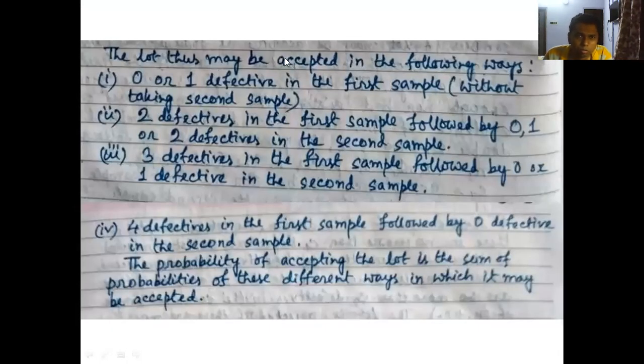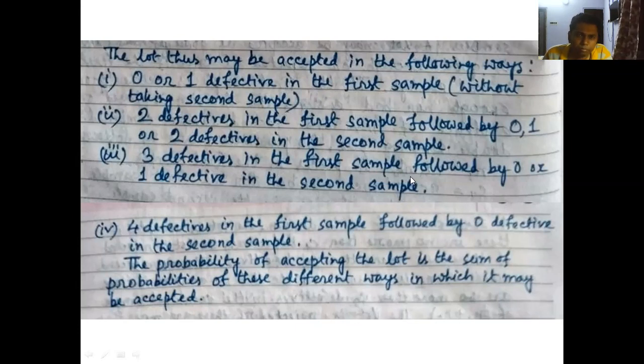So what could be the possible scenarios? These could be the possible scenarios. The lot thus may be accepted in the following ways: 0 or 1 defective in the first sample without taking a second sample. In that case, the lot is good enough, so you will be accepting the lot. Then, if you find 2 defectives in the first sample, followed by 0, 1, or 2 defectives in the second sample. Because in these cases, the number of defectives does not go beyond 4.